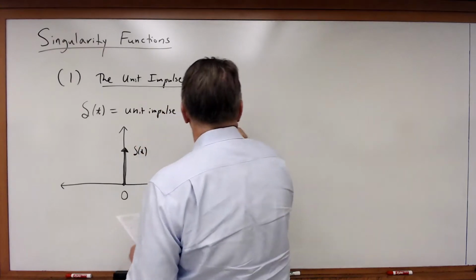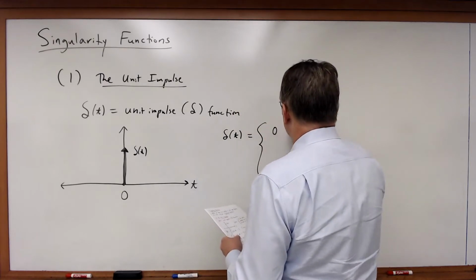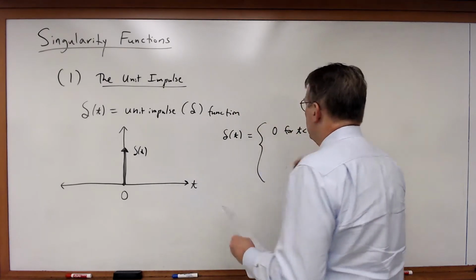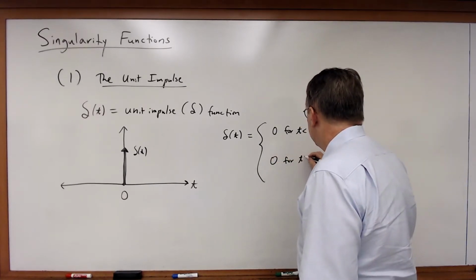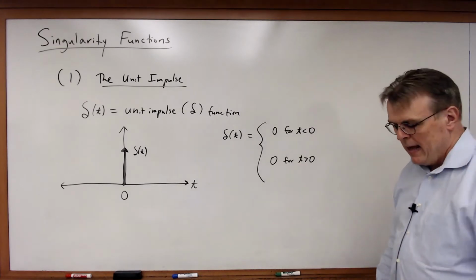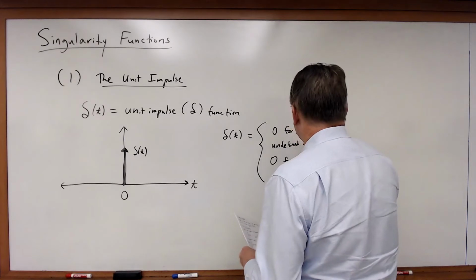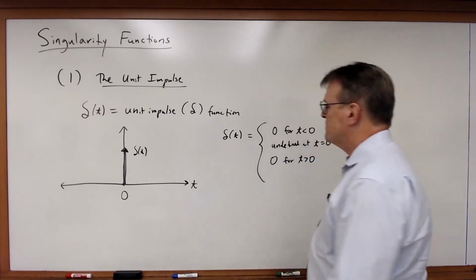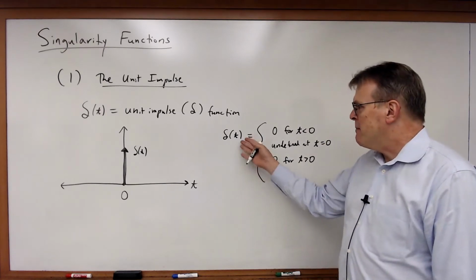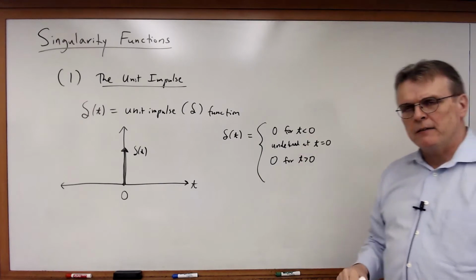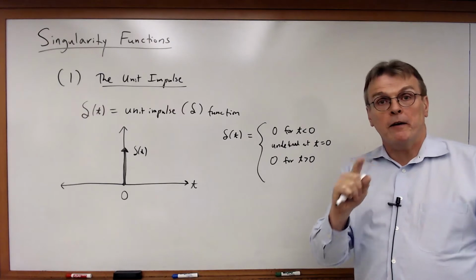So mathematically, the unit impulse can be described as such. It has a value of 0 for t less than 0. It has a value of 0 for t greater than 0, and it has an undefined value at t equals 0. Now you can look at this and question exactly what is the utility of a mathematical function that is described like this. But the delta function or the unit impulse function has one other very important property.